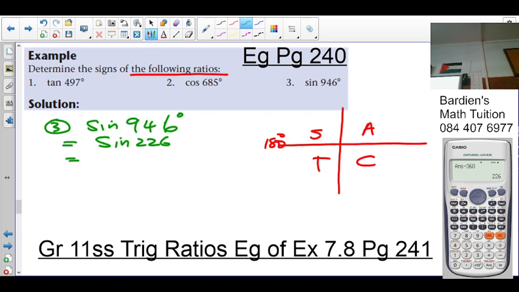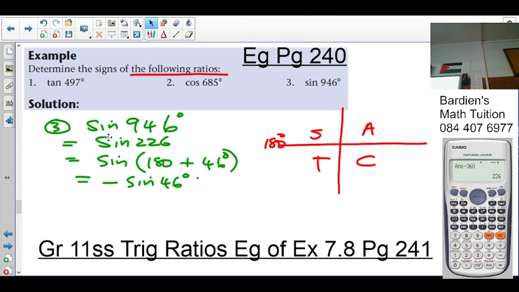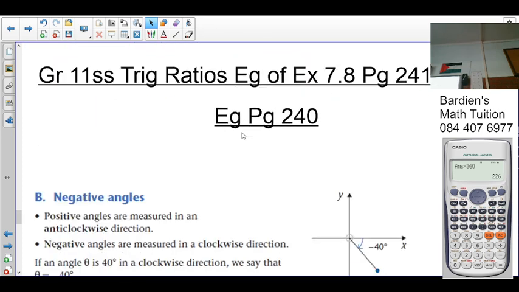So we ask ourselves, in which quadrant is 226? Third quadrant. So it's going to become sine of 180 plus 46. Is sine positive or negative in the third quadrant? Negative. So all they wanted you to say is negative. Does everybody understand? Any confusion? Let's carry on.